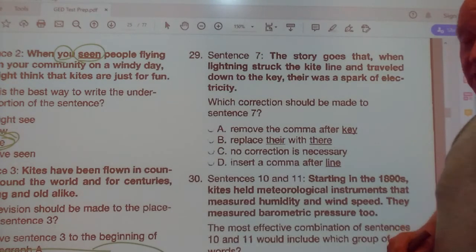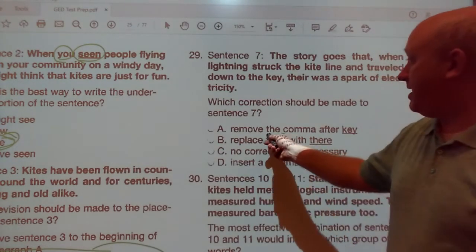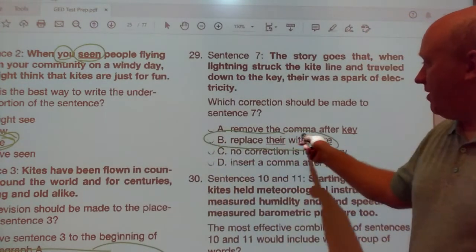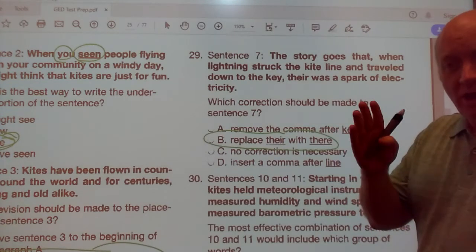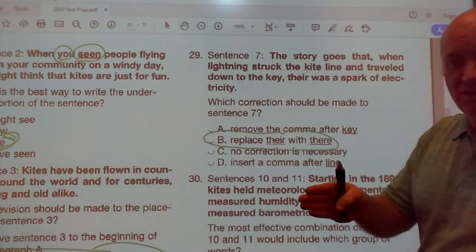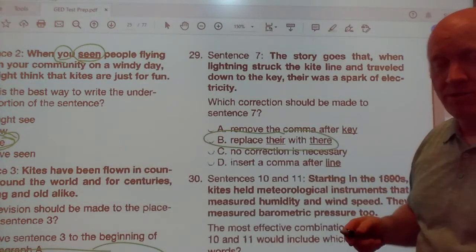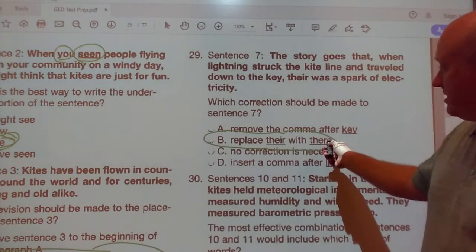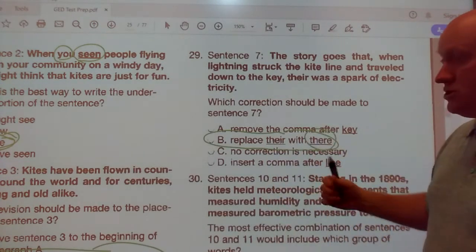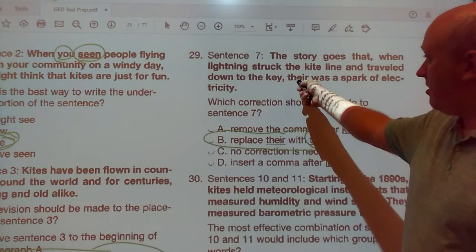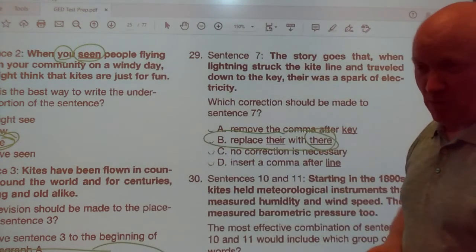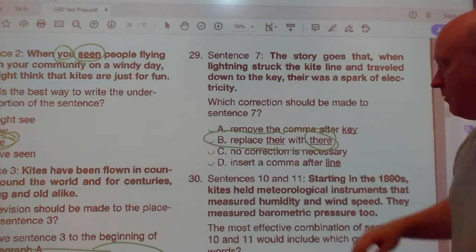Okay. The answer you should have selected is B. Replace there with their, because their is a sign of possession, showing it belongs to them, while the homonym of their is the word there, showing there was a spark of electricity. Their is showing belonging to someone. Okay, number 30.